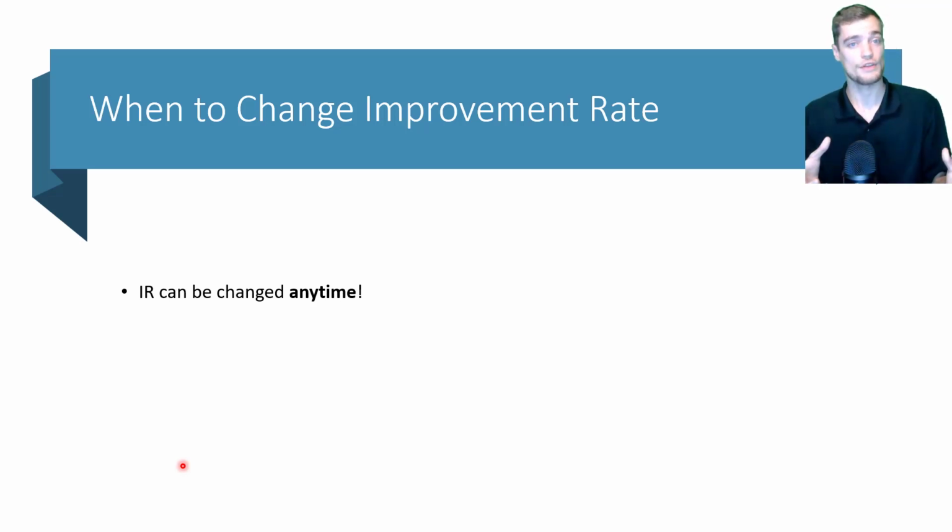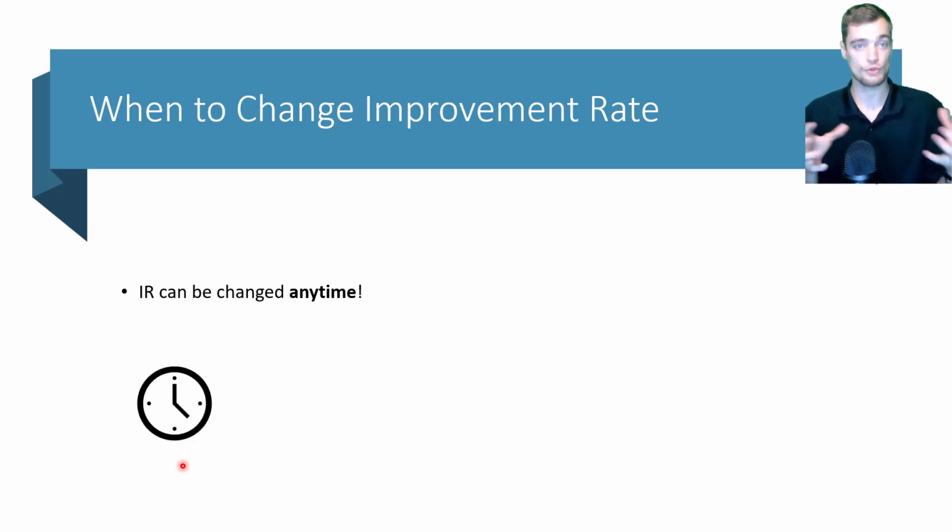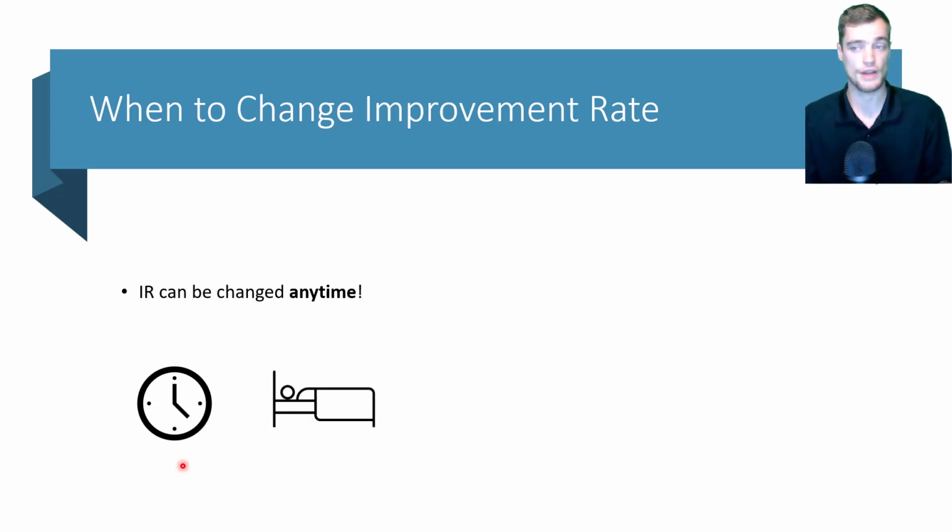Sometimes where you may want to consider changing your improvement rate might be due to time constraints. Maybe you have more or less time available to train. Another example could be a recovery week, or if you're tapering and trying to freshen up for an event, you may want to reduce your improvement rate and allow yourself to recover.